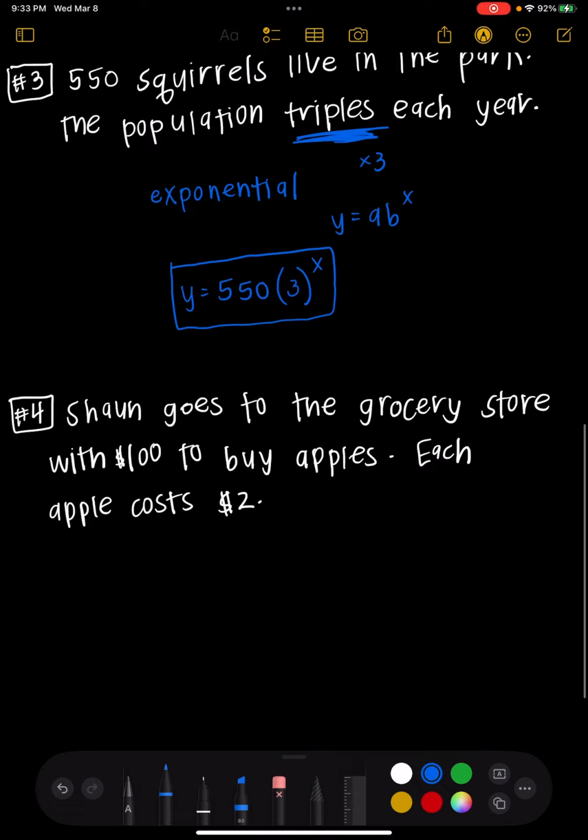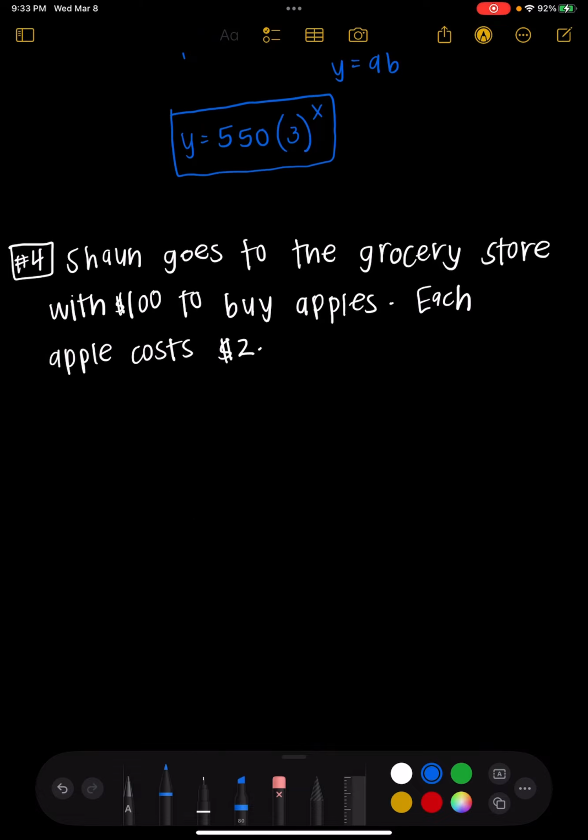All right, and that last example says Sean goes to the grocery store with $100 to buy apples. Each apple costs $2. So this one doesn't have anything about halves or triples, quadruples, so we're going to assume that it's linear. And a linear function is y is equal to mx plus b, where m is what's changing every time, and b is what you start with. And so Sean started with $100, so we know it's going to be y is equal to something times x plus 100, because that's our starting value.